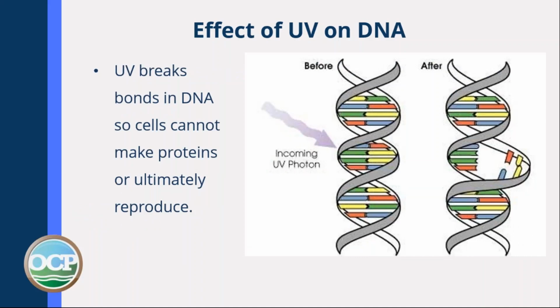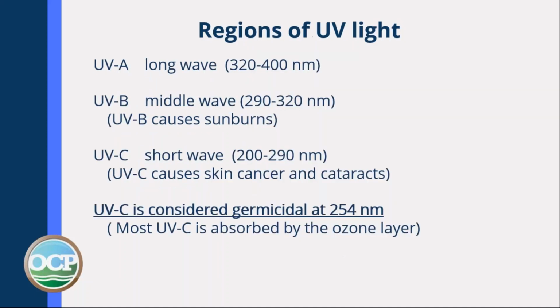The UV breaks bonds in DNA, so the cells cannot make proteins or ultimately reproduce. If they get enough dosage of UV, they will not be able to repair the damage. The regions of UV light: UVA is long wave, 320 to 400 nanometers. UVB, the middle waves, 290 to 320 nanometers. It's UVB that causes sunburns.